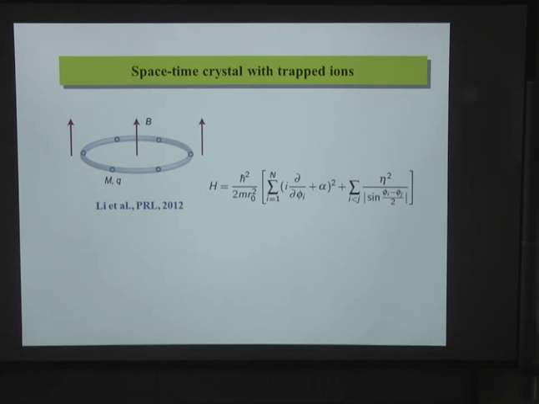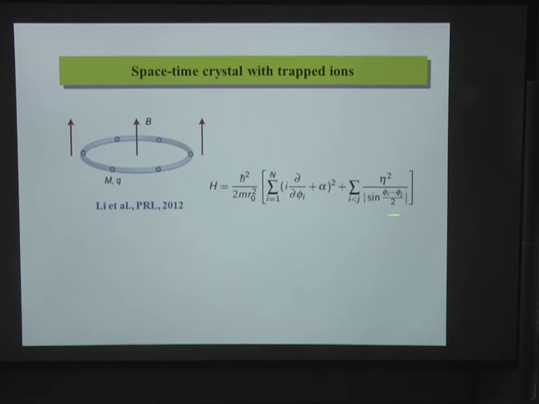Okay, so how to realize this kind of state? We just give one example here. For this example, we consider trapped ion systems in a ring trap. And you just apply some magnetic field, which is perpendicular to this ring trap. And then you can easily write down the Hamiltonian for these systems.